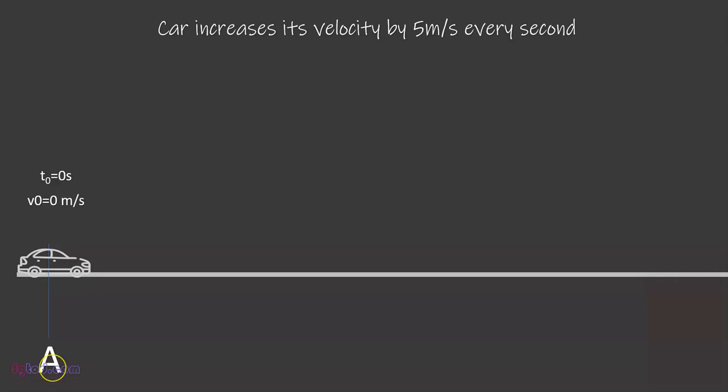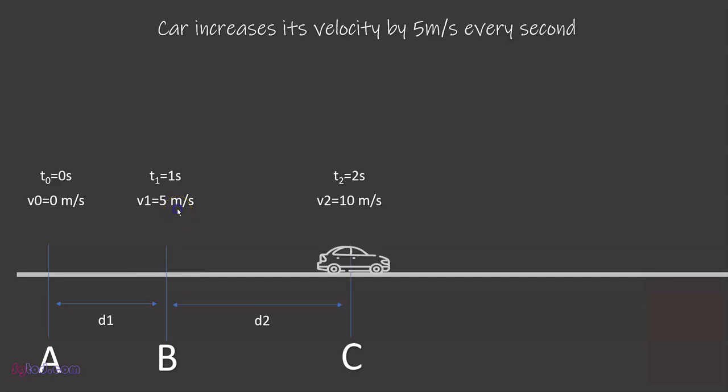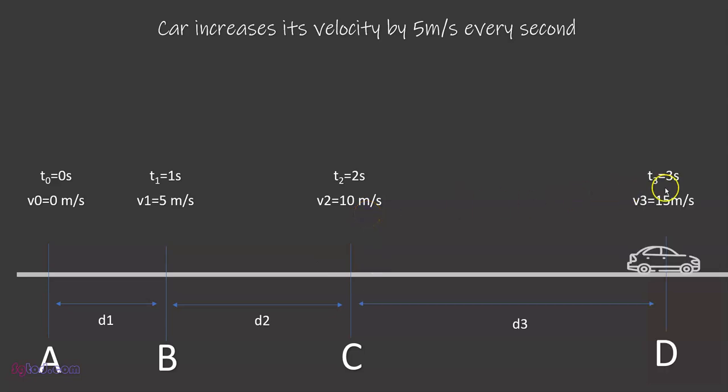To illustrate this, let's look at this car that increases its velocity by 5 meters per second every second. It starts accelerating uniformly from rest, so at time t0, its velocity is 0. 1 second later, at time t1, its velocity has increased to 5 meters per second. Another second later, at time t2, its velocity is 10 meters per second. Another second later, at time t3, its velocity has reached 15 meters per second.